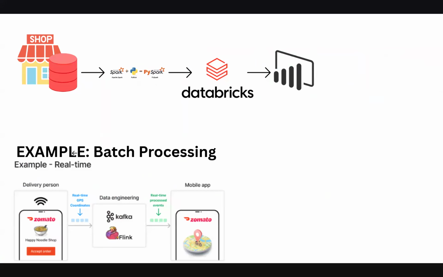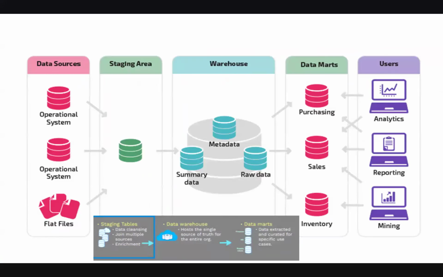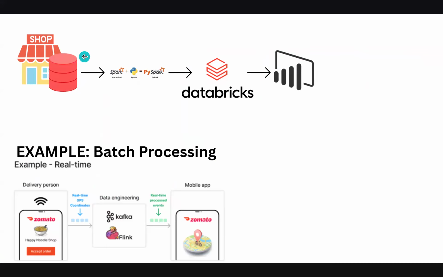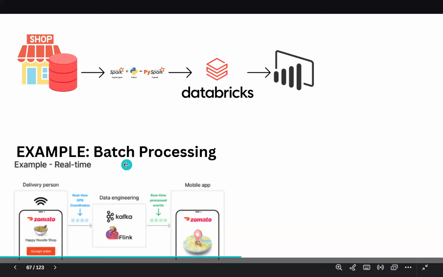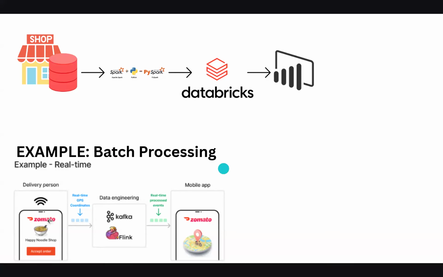So how do they build the pipeline? For batch processing, every day the jobs will be scheduled at a particular time. That scheduler will trigger the script, and it will load data from OLTP to the data warehouse. There is a concept called batch processing.